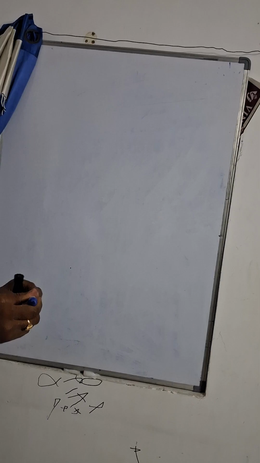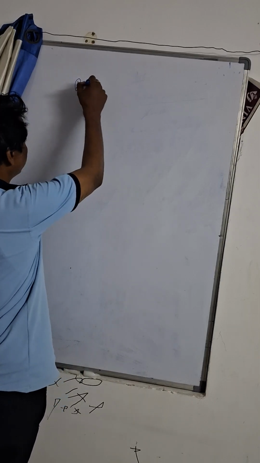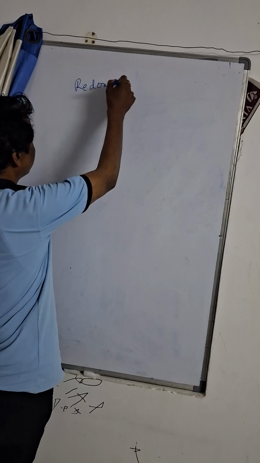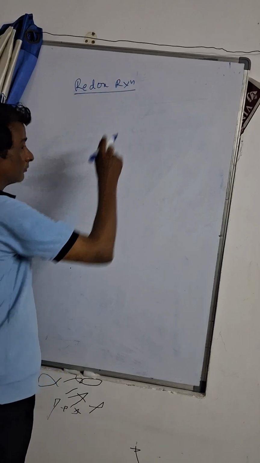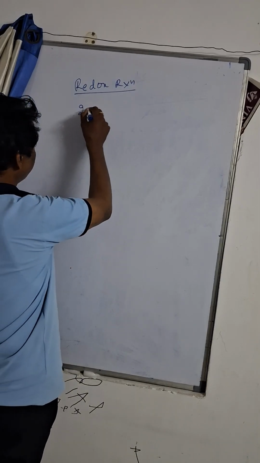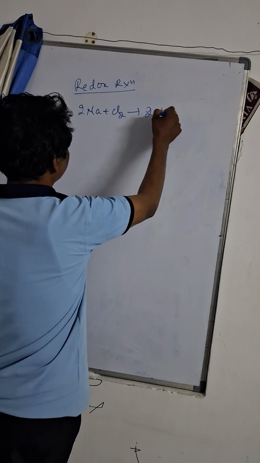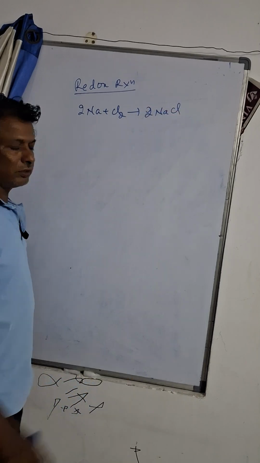Today we are studying redox reactions. Reduction and oxidation both take place in redox. Here electrons are transferred from reductant to oxidant. For example, sodium plus chlorine gives NaCl. So what is the first step?